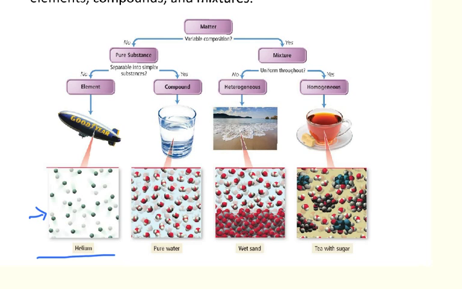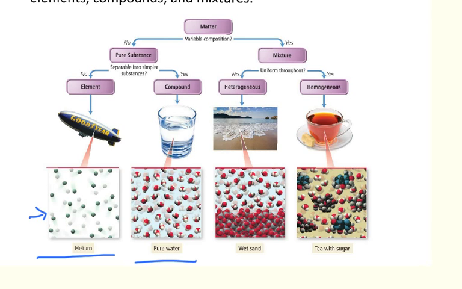Another example of a pure substance is water. In contrast to helium, however, water is a compound. Water is composed of hydrogen and oxygen atoms, so it can be broken down into its individual elements. So we consider water a compound. We also call water a molecule.